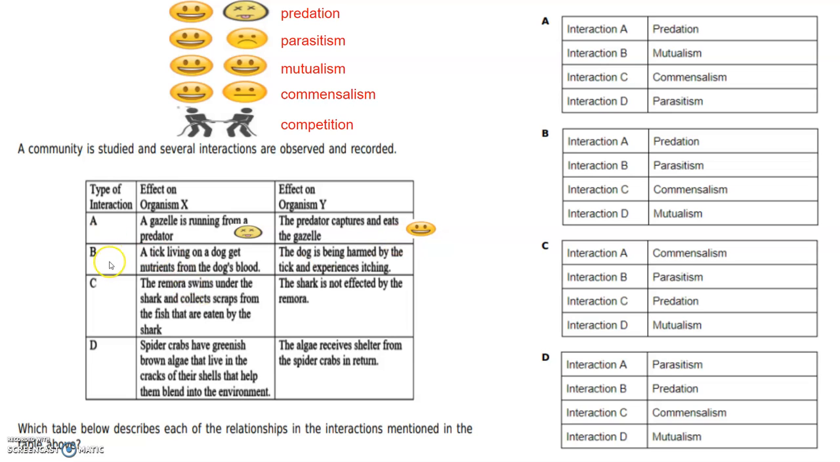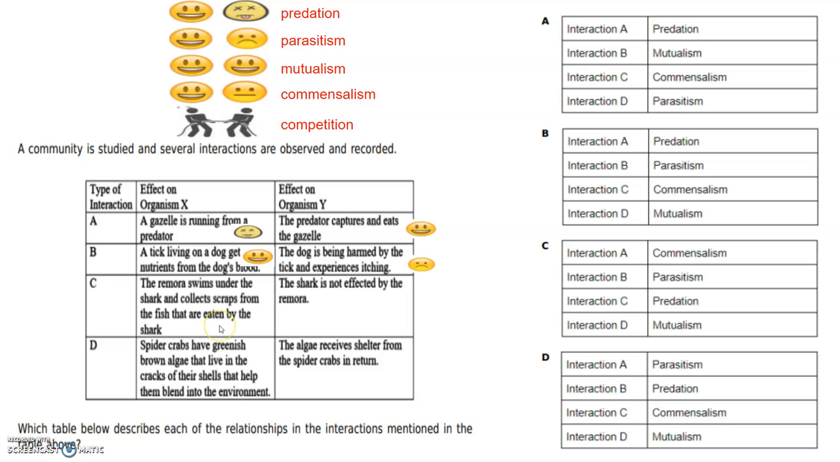Next interaction, a tick living on a dog gets nutrients from the dog's blood. So the tick is getting nutrients. Remember, nutrients are a good thing. So for the tick, that's going to be a smiley face. It's benefiting. The dog is being harmed by the tick and experiences itching. So if it's being harmed, we're going to give it a sad face. It didn't say it was killed. The dog wasn't killed. It's just being harmed.